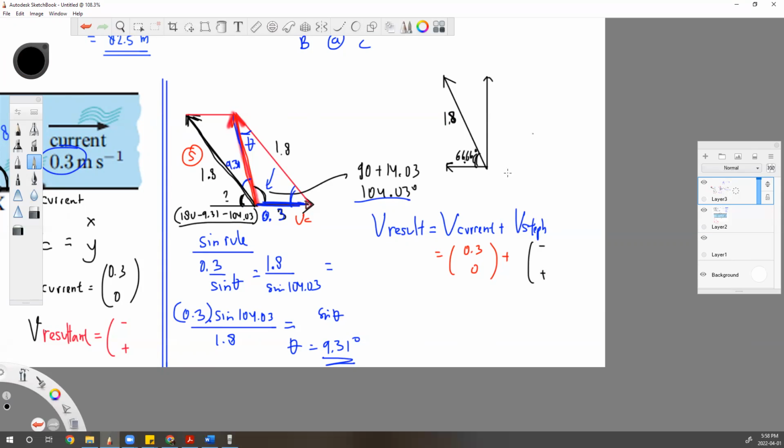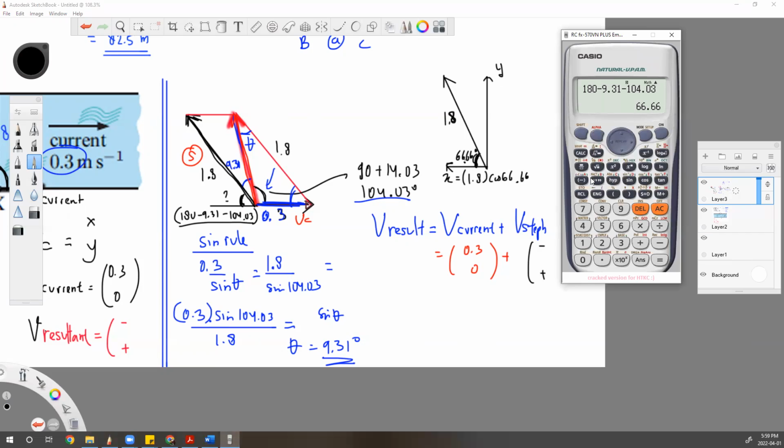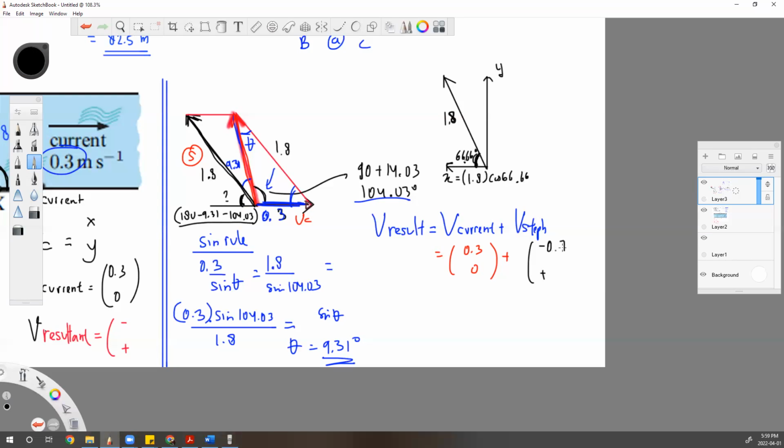Okay, we know how to calculate the y and the x. X is always cos because it is in terms of the x-axis. So 1.8 times cos 66.66. It is negative because it is going left, but I don't write the negative yet because we are focusing on the positive sign. Cos 66.66 gives 0.71. Write it down; it's negative because it's going left. How about this? 1.8 times sine 66.66, because it's sine always. Why is it always sine?